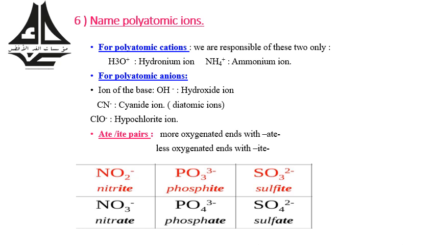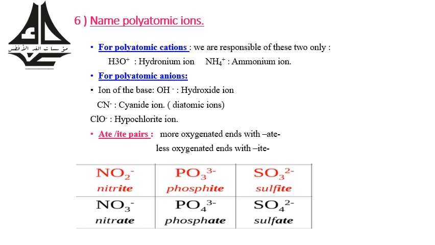PO3 3 minus and PO4 3 minus. Then we have PO3 3 minus, phosphite ion; PO4 3 minus, phosphate ion; SO3 2 minus, sulfite ion; SO4 2 minus, sulfate ion. You see, everything is the same, the charge, for the -ate/-ite pair, but one of them is more oxygenated than the other. The less oxygenated ends with -ite, and the more oxygenated ends with -ate.